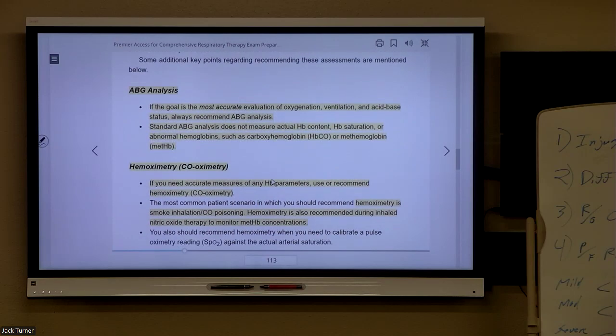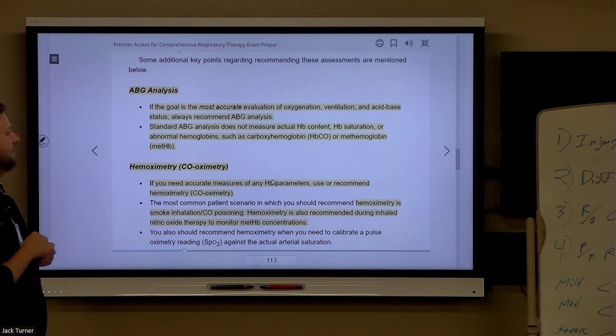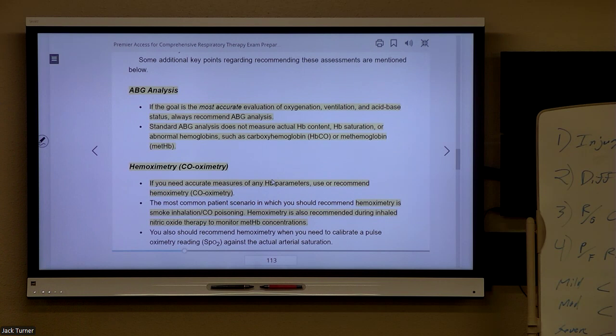Okay, ABG analysis. We don't really need to get too crazy with this. You guys know what an ABG is for, right? If I need to know oxygenation and ventilation and acid-base balance, boy, there's only one way to do that. ABG, right? Now, do you take into consideration that ABG does not actually tell me the true saturation of hemoglobin. It does not tell me the amount of hemoglobin. It does not tell me the type of hemoglobin, right? All it tells me is the saturation of oxyhemoglobin, okay?